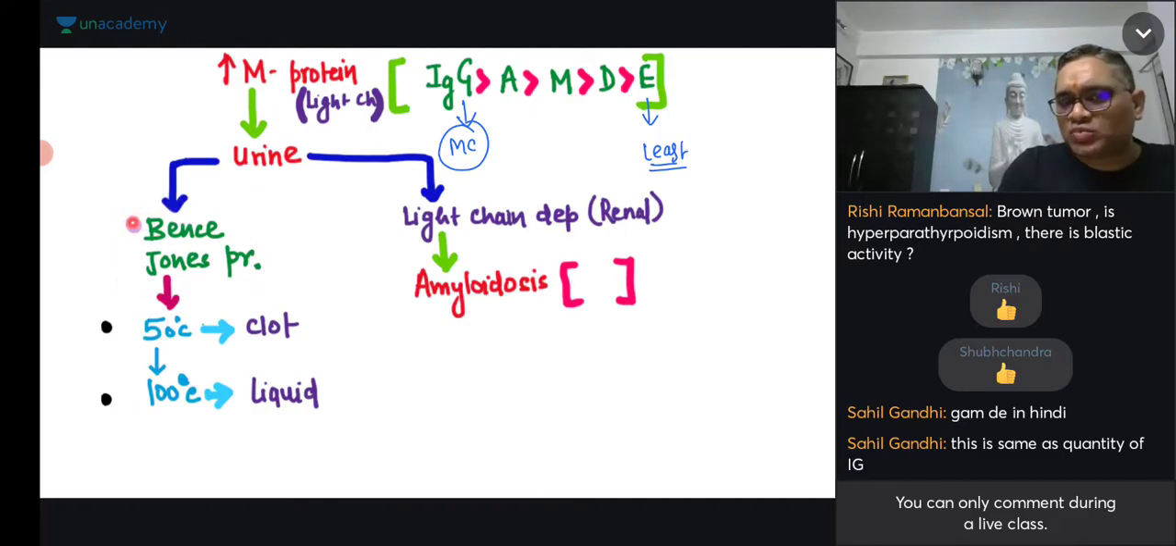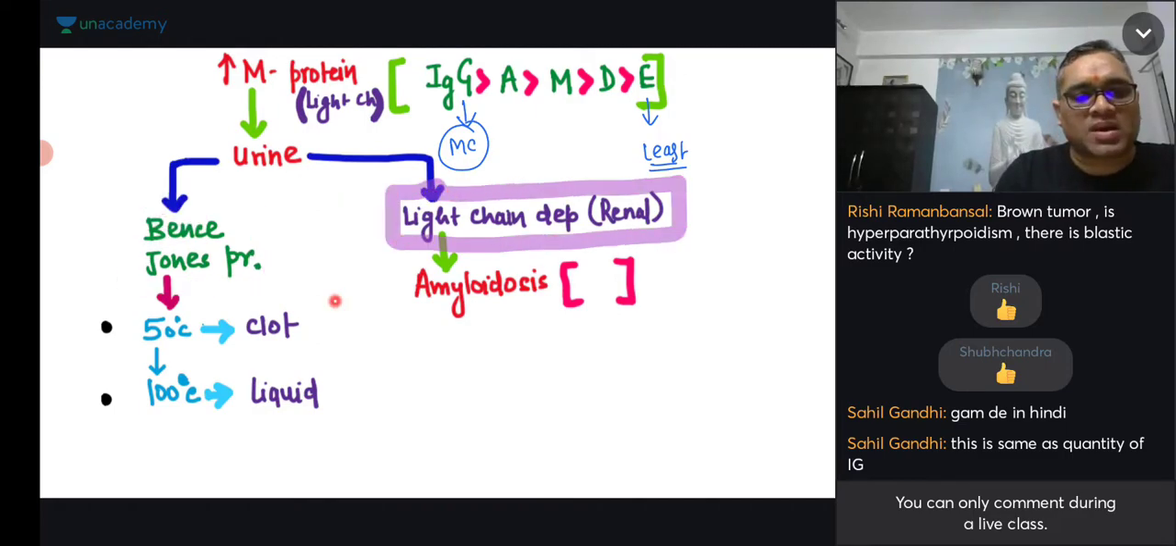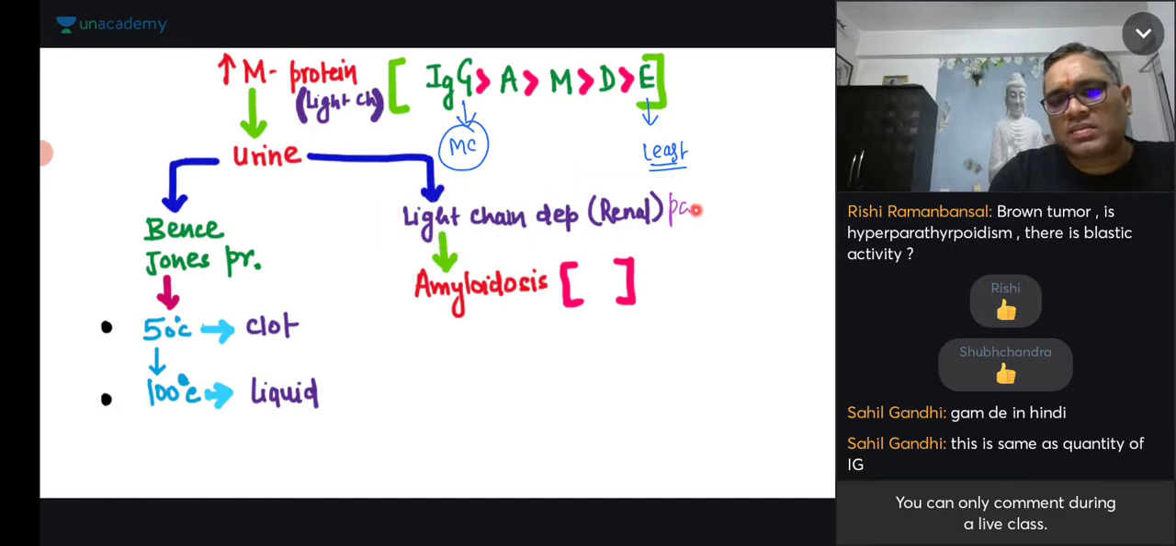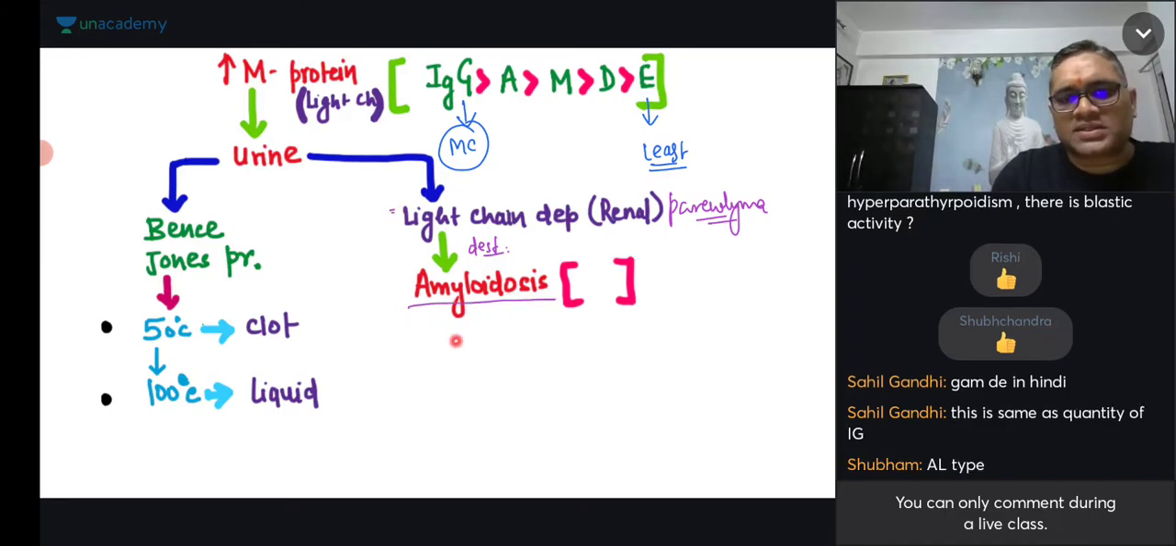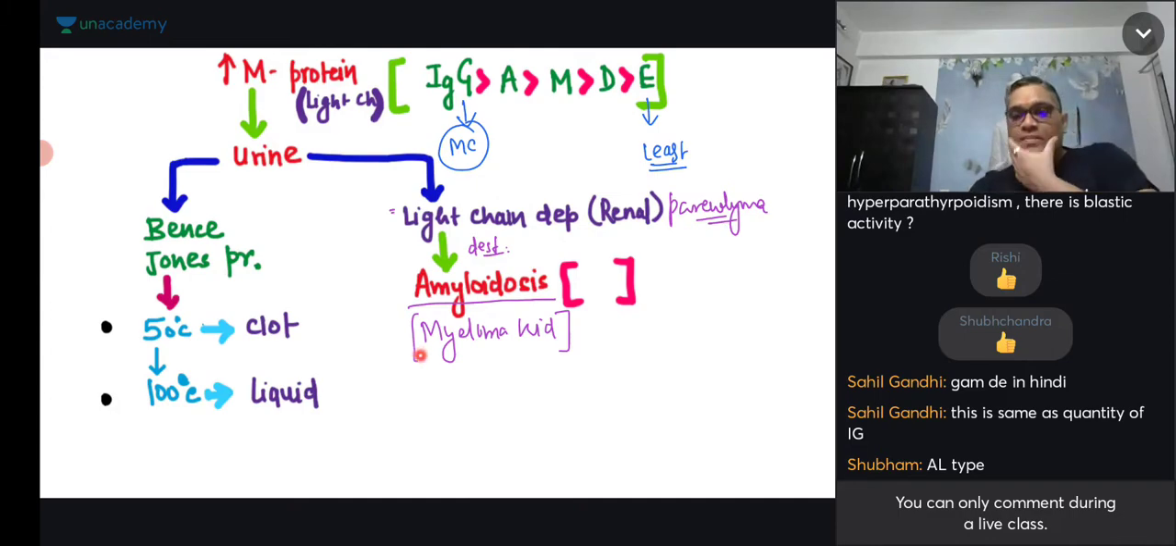This Bence Jones protein, when passing through the kidney, will be deposited over the renal parenchyma. And this renal parenchyma will get destroyed or damaged. Because of this light chain deposition, they will give amyloidosis. And this type of kidney is also called myeloma kidney. So can you tell me, myeloma kidney is which type of amyloidosis? Primary or secondary?